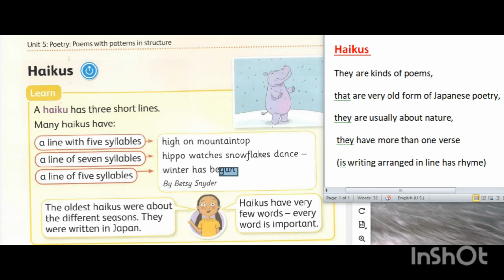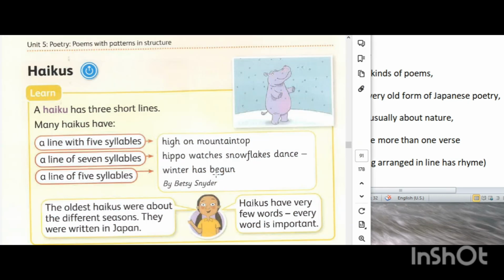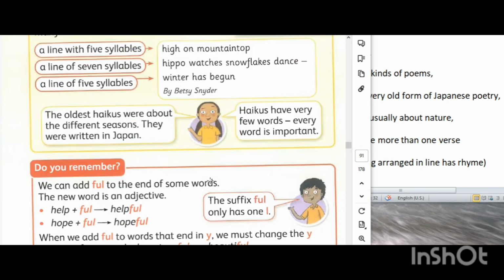Hippo. This animal is called hippo. Watches means sees. Sees what? Snowflakes. What is the meaning of snowflakes? Soft white pieces of frozen water that fall as snow, like this. Do you see here? Can you see? There we have small pieces of frozen water that fall over this hippo. Winter has begun. Begun means start. So now winter starts.